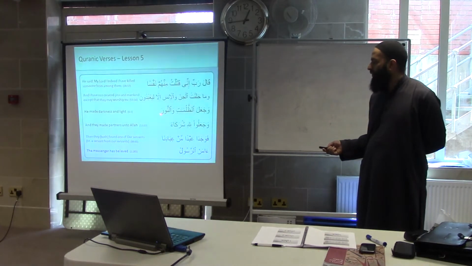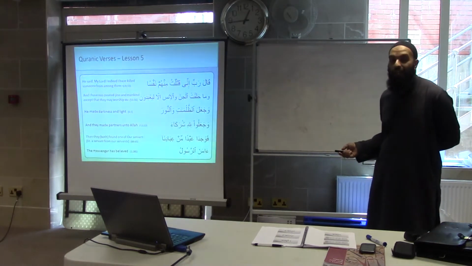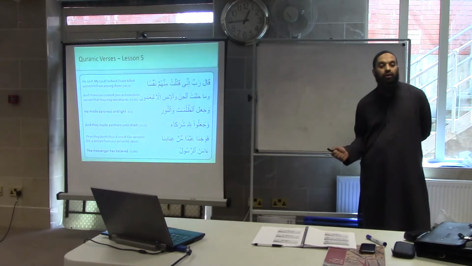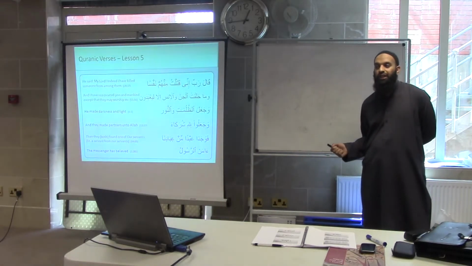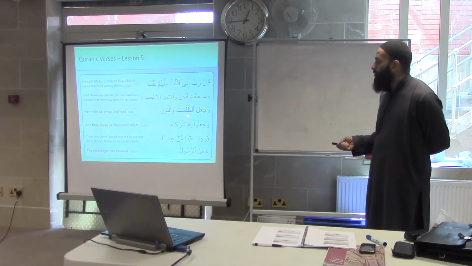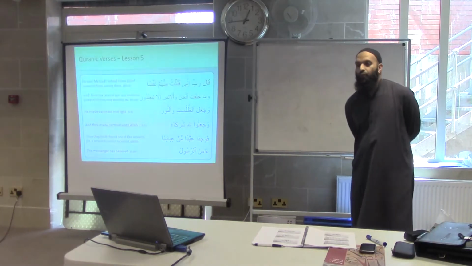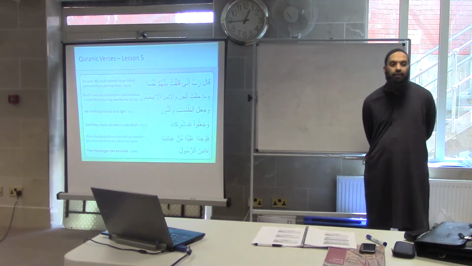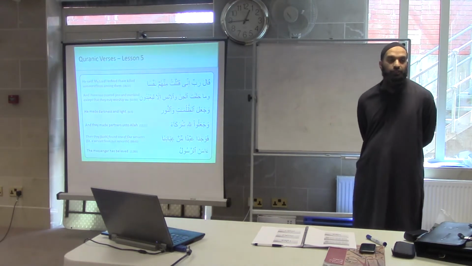وَجَعَلَ الظُّلُمَاتِ وَالنُّورِ. Let's just quickly do that one. وَجَعَلَ. Made. What does وَجَعَلَ mean, literally? Made. And he made ظُلُمَاتِ, darkness. What is dhulumati? Darkness. Yes, but what is it? Is it plural? Is it singular? Is it dual?